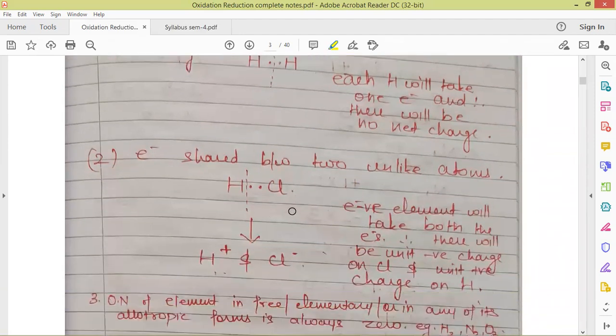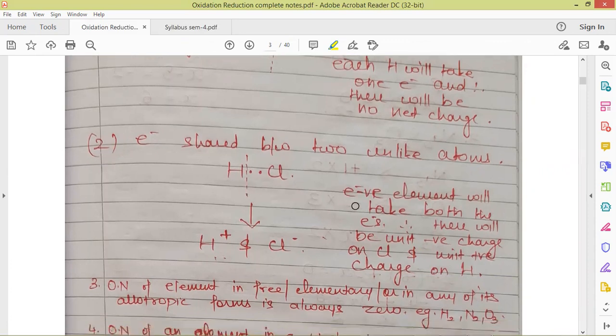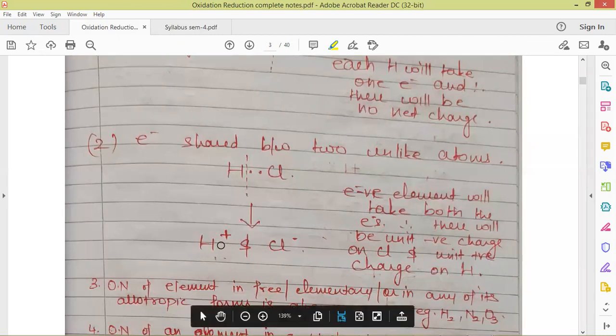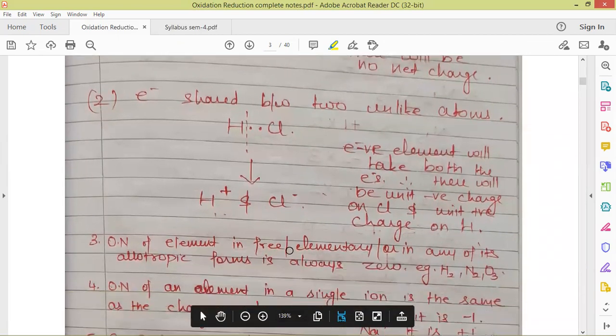Whenever an electron is shared between two unlike atoms, that is a heteromolecule. The electronegative element will take both the electrons and acquire a negative charge, and the comparatively electropositive element will lose both the electrons to the electronegative element and acquire a positive charge. Here, whenever we separate these two atoms, hydrogen is going to be H positive and chlorine is going to be Cl negative.